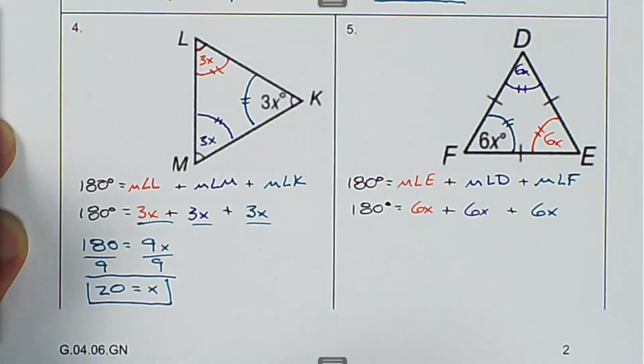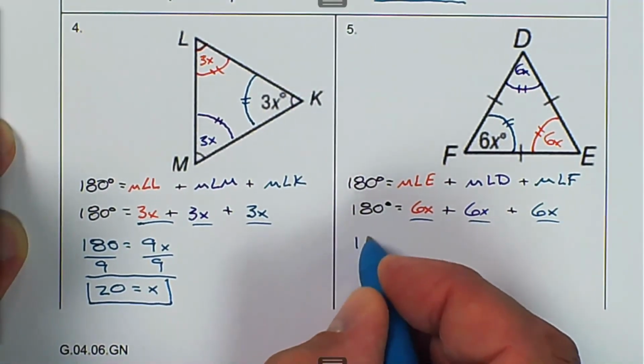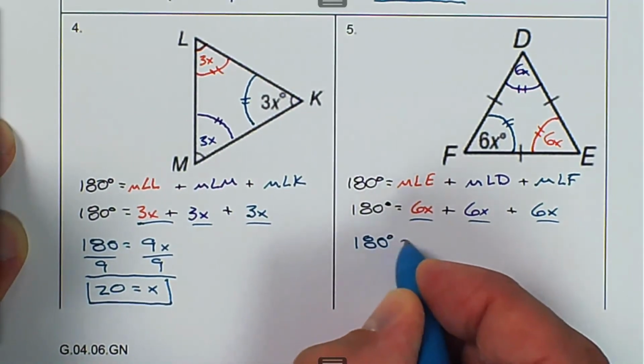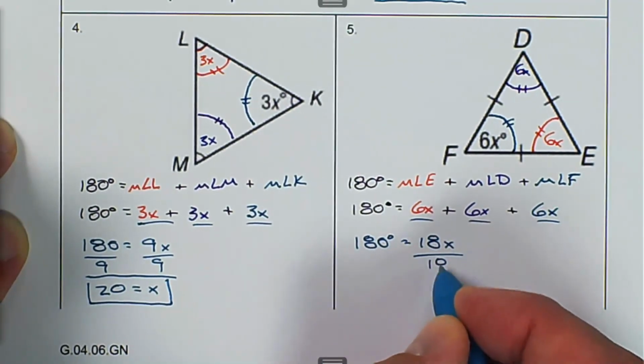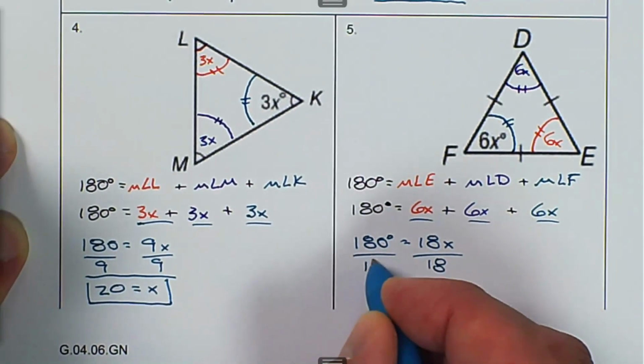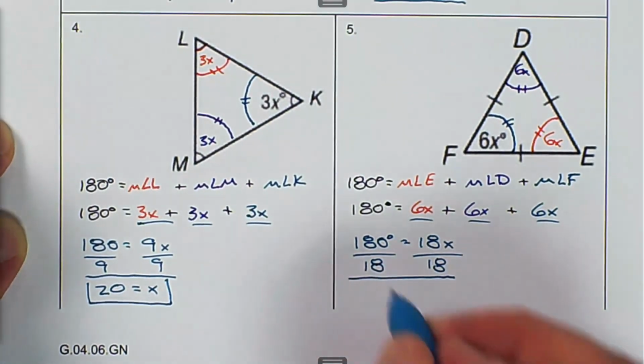Now we can combine like terms. They're all x's. So we get 180 degrees is equal to 18x. Divide everything by 18, and then we get 10 is equal to x.